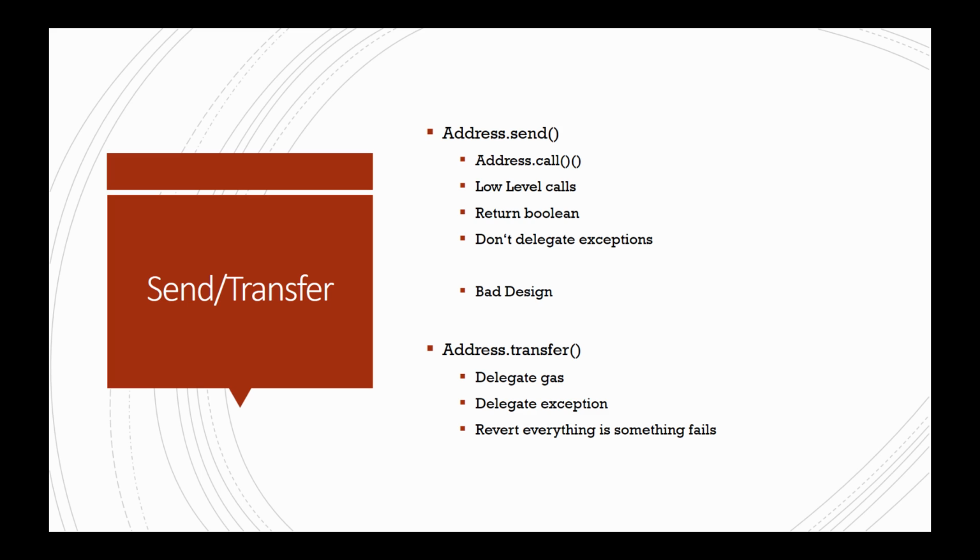So we have a new function now, address.transfer, and then the amount to transfer, that both delegates gas and delegates the exception. So if in the contract that is getting called an exception is fired, then it will automatically delegate back to the current contract, and it will fire this exception as well, and everything gets reverted, and every gas paid will be refunded.